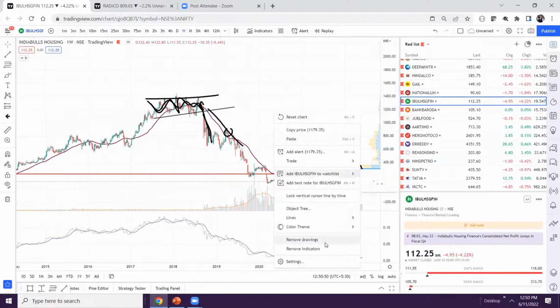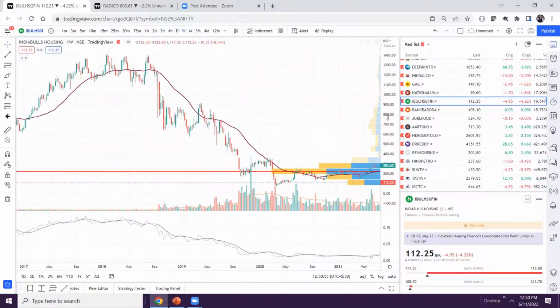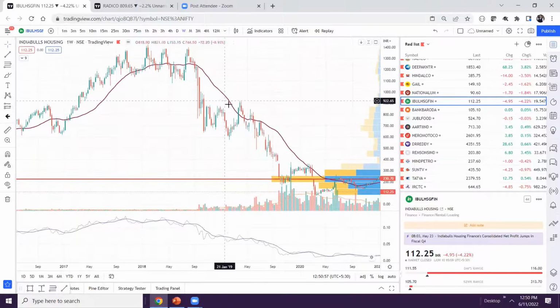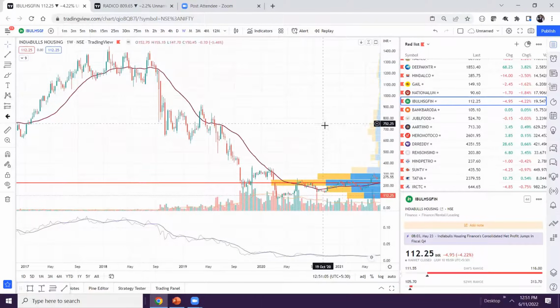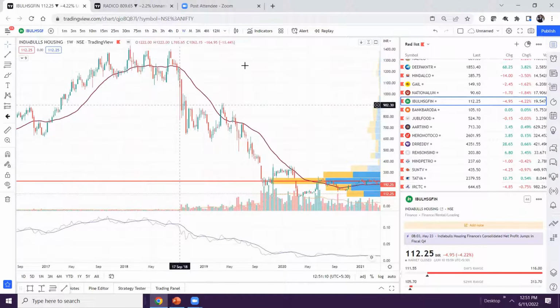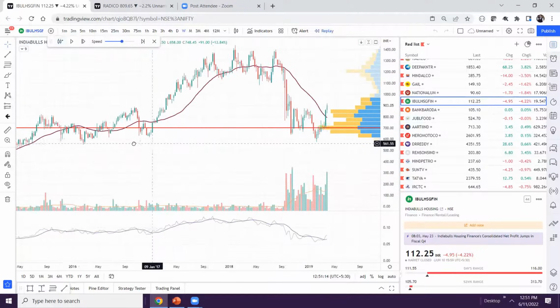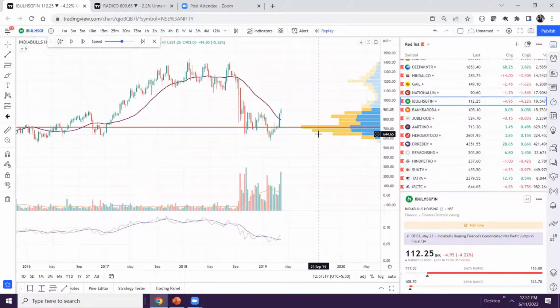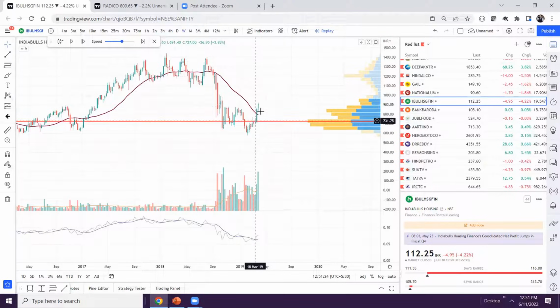Let me clear that. The author says that even if price is above this, the angle should not be like this. The angle has to be either flat or up. In this case here, the angle you can see is down, right? Let me clear all this. So what is the angle of the moving average? Downwards. So we have to ignore this.